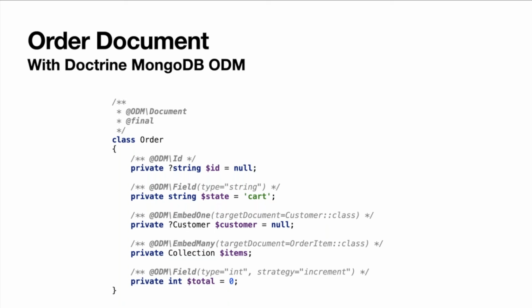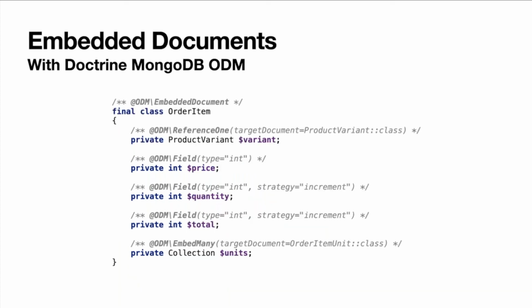So this is the embed many. We also have an int field with an increment strategy. And if we take a look at this order item that we've included before, the embedded document, we have some more increment fields in there. So they're type int, strategy increment.